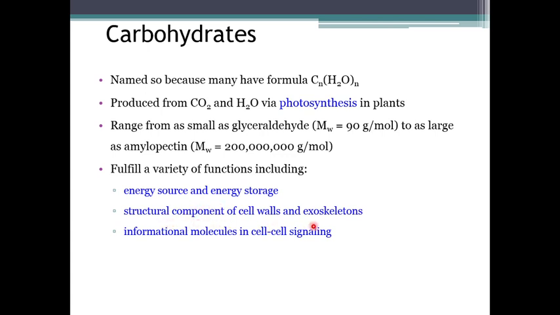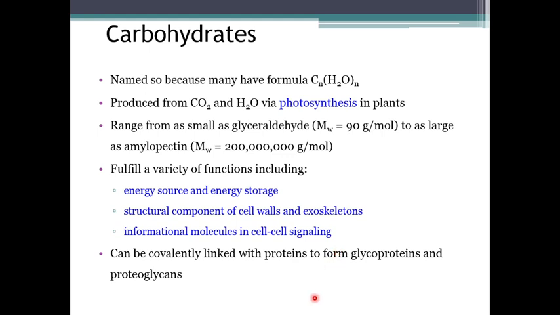Structural components of cell walls and exoskeletons. For example, the exoskeletons of insects and also peptidoglycans in bacterial cell walls are made up of polysaccharides, which are nothing but carbohydrates. Informational molecules in cell signaling. Some of these are monosaccharides and disaccharides, and some polysaccharides on the outside of the cells act as signaling molecules. They can be covalently linked with proteins to form glycoproteins and proteoglycans. We'll talk about this later.